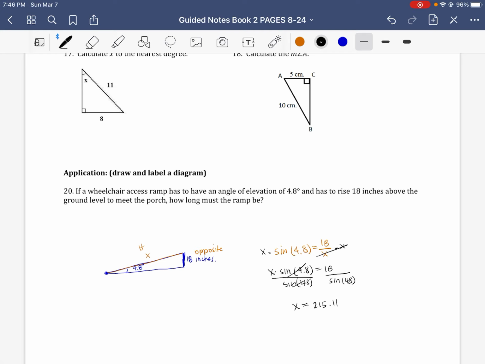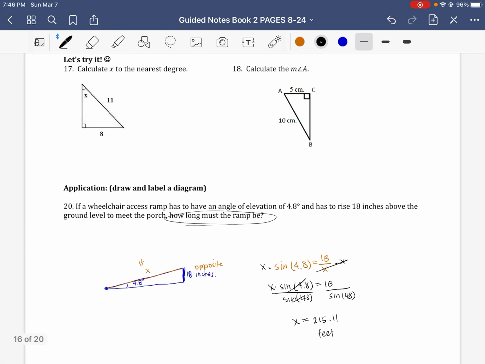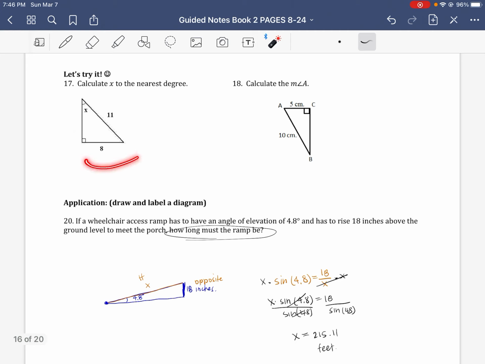So you could answer this, how long must it be? Well, it's got to be at least 215.1 feet, maybe a little bit longer if you're actually going to reach that porch. But that's kind of what we're looking at when we're using that to solve. Again, just identify what you're looking for. If you're being asked to find an angle, then we need to apply that inverse trigonometric function. If you're just looking for a side length, then we use our trig functions related to that specific angle there.